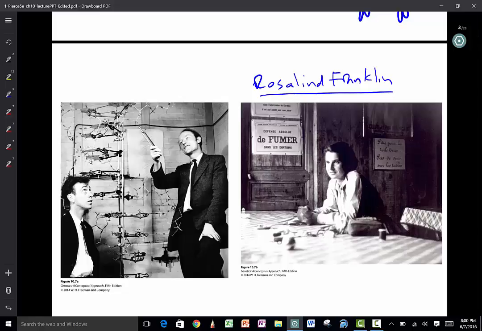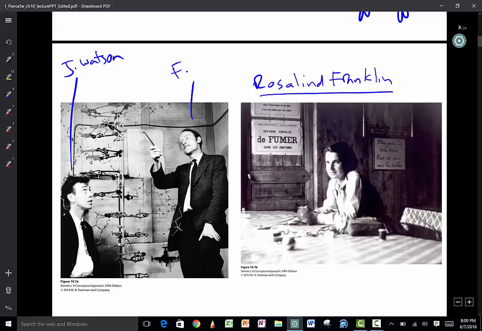So this is Watson. This is James Watson. This is Francis Crick, and they were really interested in trying to figure out what the genetic material was, and they had in their head, for various reasons, that it was probably DNA.